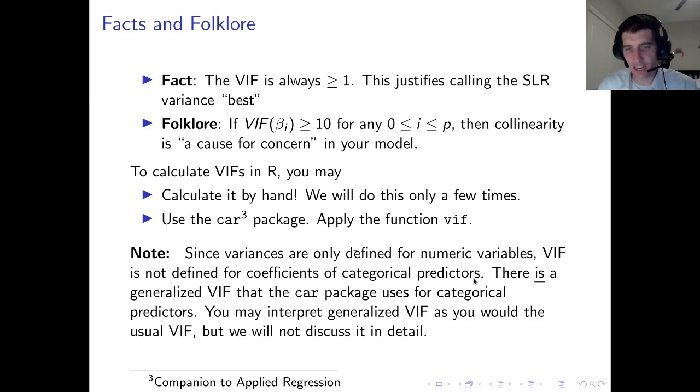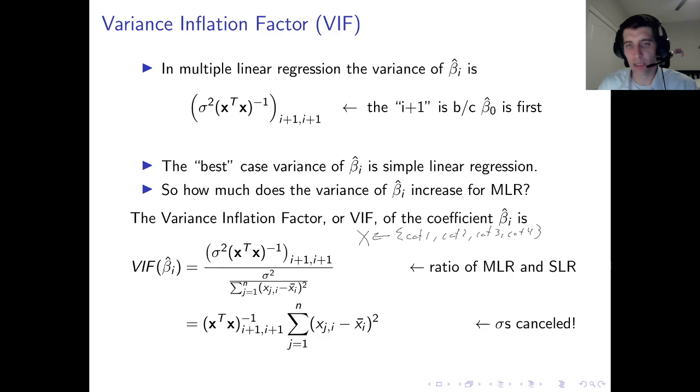There is a thing called a generalized variance inflation factor, a generalized VIF, and the CAR package will use it for categorical predictors. The CAR package will basically use some other technique, which we're not going to discuss, but I just want you to know that it exists. What it will do is take all these binary predictors and combine them and compute a generalized variance inflation factor to tell you the variance inflation factor of using this predictor with all of these categories at once.